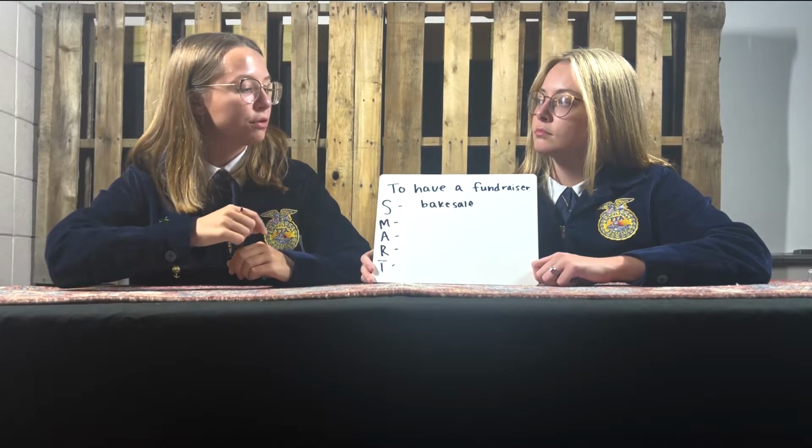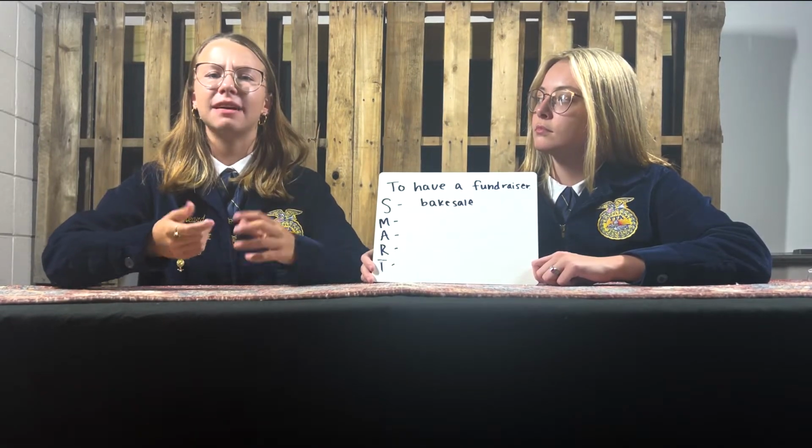Yeah, of course. So we want to host a bake sale to raise money. So maybe we can make it more measurable by adding an amount that we want to raise. For example, maybe we want to say that we want to host a bake sale and raise at least $500. So we just covered our M for measurable. So how can we cover the next letter of our acronym, attainable?